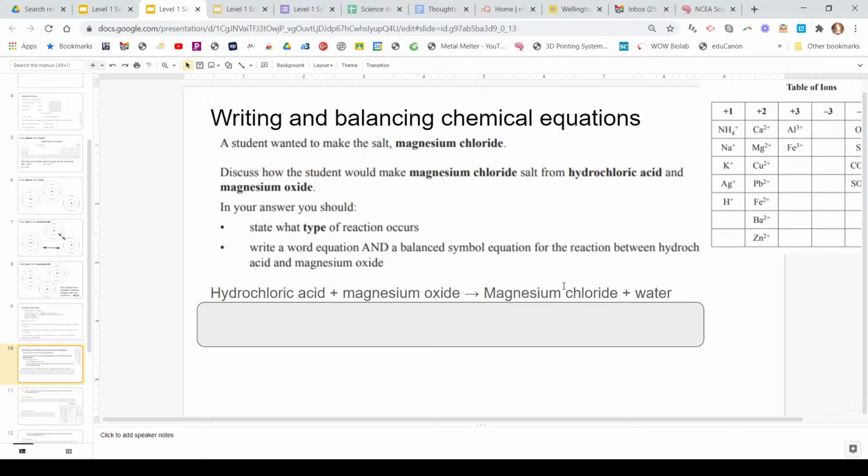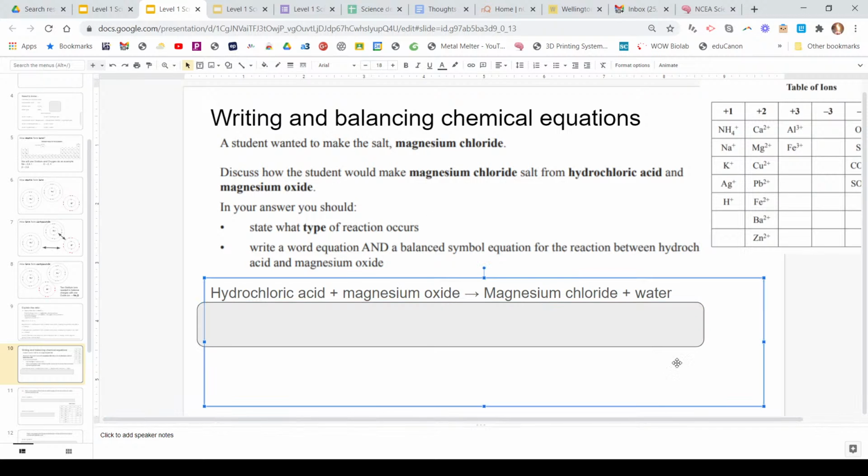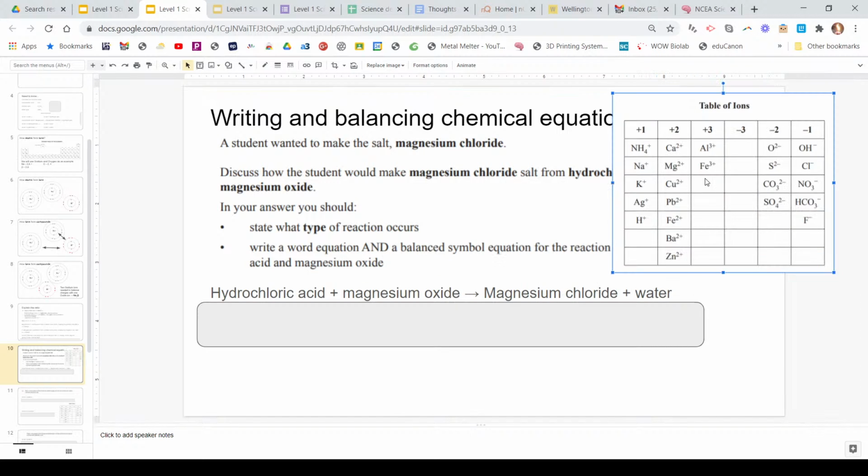Then we would use that idea of balancing charges to write our formula. Well, we hopefully don't need to for hydrochloric acid. We should have that memorized, HCl. Magnesium oxide, we would look at the table of ions. We would see that magnesium has a charge 2+, and oxide has a charge 2-. So in order for those charges to balance, we just need 1 magnesium and 1 oxygen, and so we would expect the formula to be MgO.